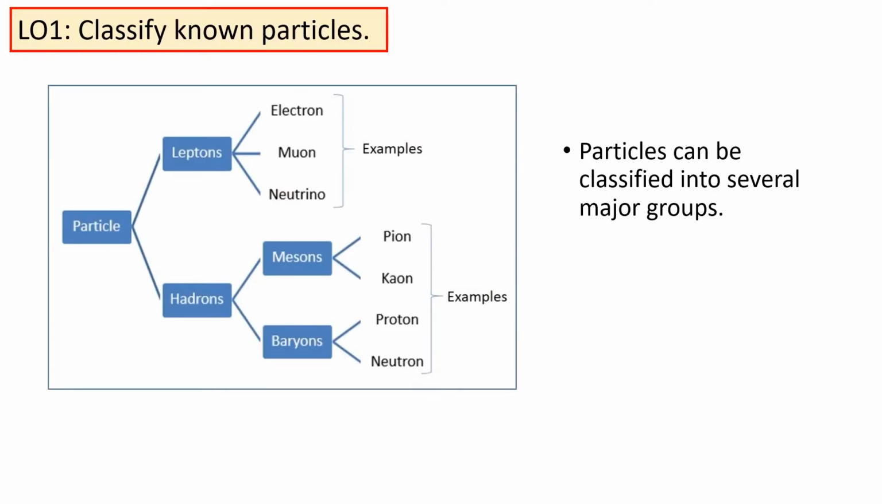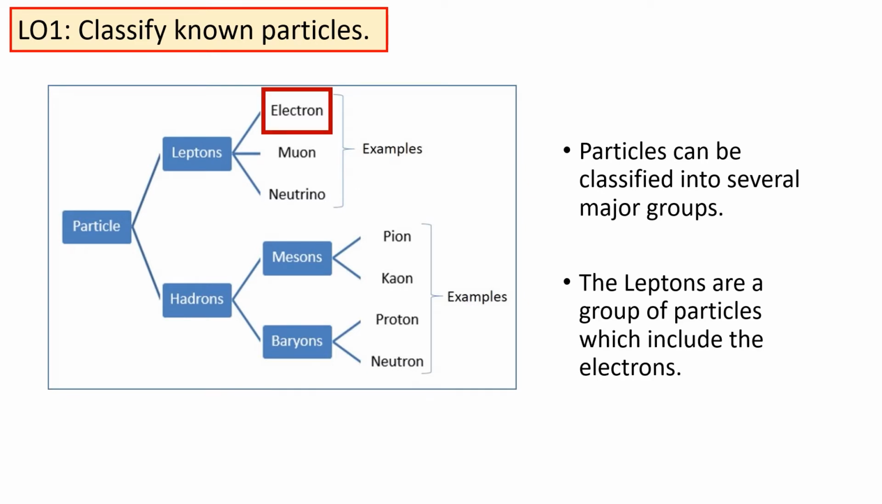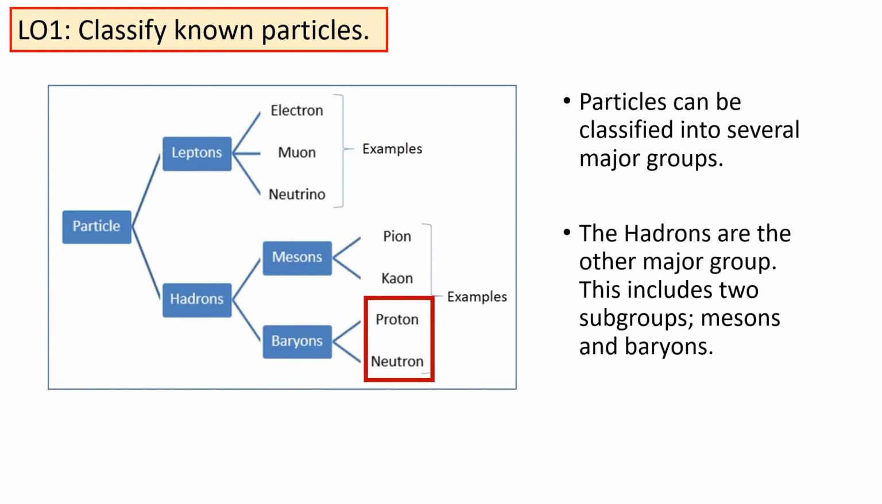To start with, we can classify all of the particles we know about into two major groups, the leptons and the hadrons. An example of a lepton that we know is an electron. Similarly, two examples of hadrons that we know are the proton and the neutron. The proton and neutron can be further subdivided into a class of the hadrons called the baryons.